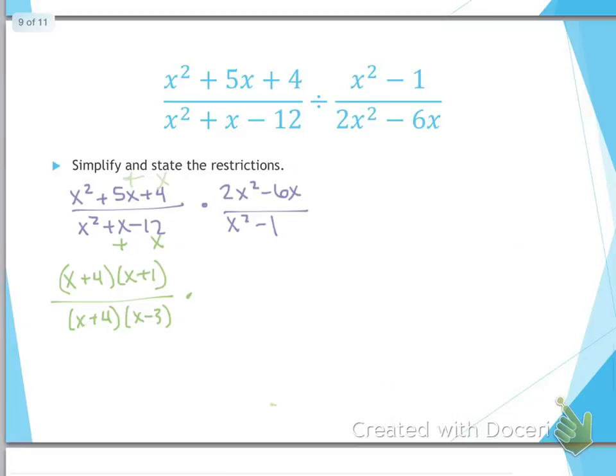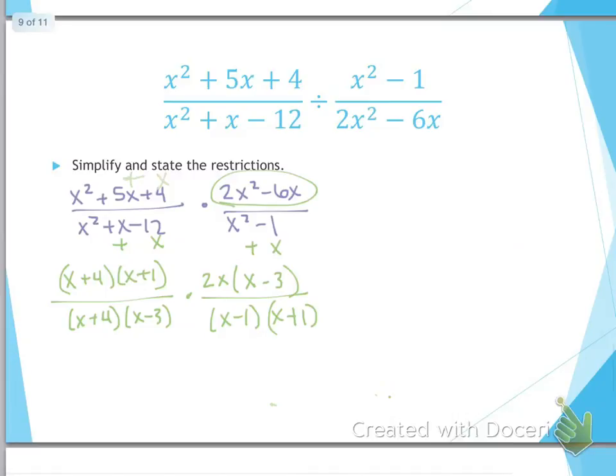This top here, it doesn't look like I can factor, but there is a GCF. They both have a 2 in common, and they also both have an x in common, so I'm going to take out a 2x. 2x squared divided by 2x is going to give me x. Negative 6x divided by 2x gets me negative 3. Go ahead and factor the bottom, so what multiplies to get me negative 1 adds to get me 0 is going to be negative 1 and positive 1.